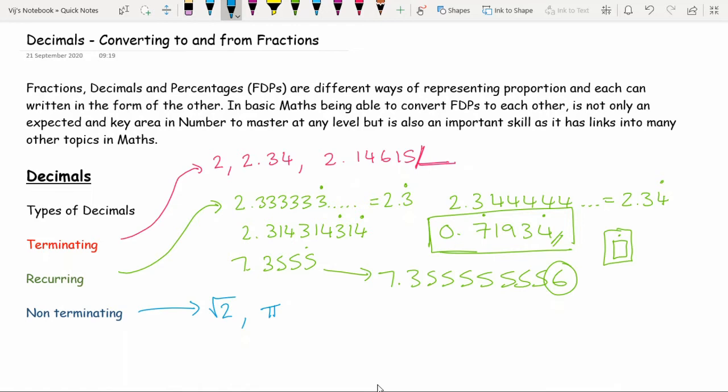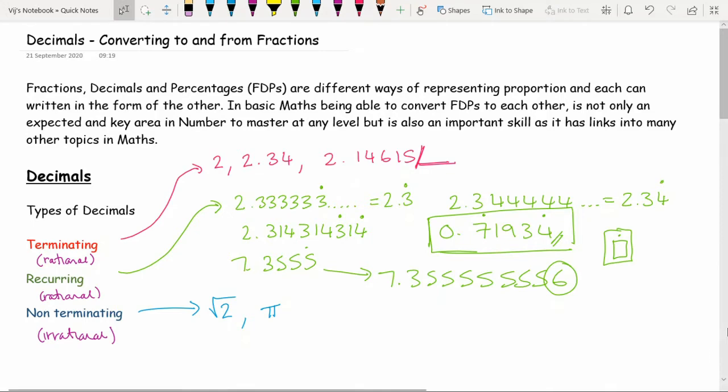Now the other thing that's worth knowing in terms of names is that if a number is classed as a terminating decimal, then it is classed as a rational number. A reoccurring decimal is also rational, because a rational number is any number that can be written as a fraction, and a non-terminating decimal is usually going to be an irrational number.